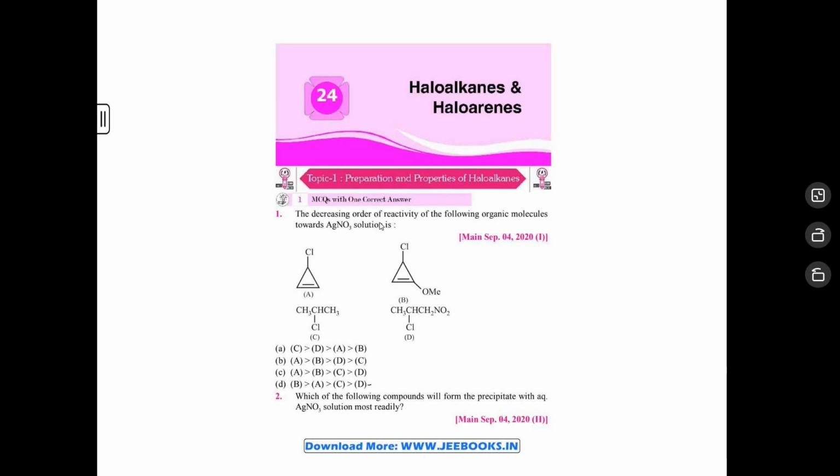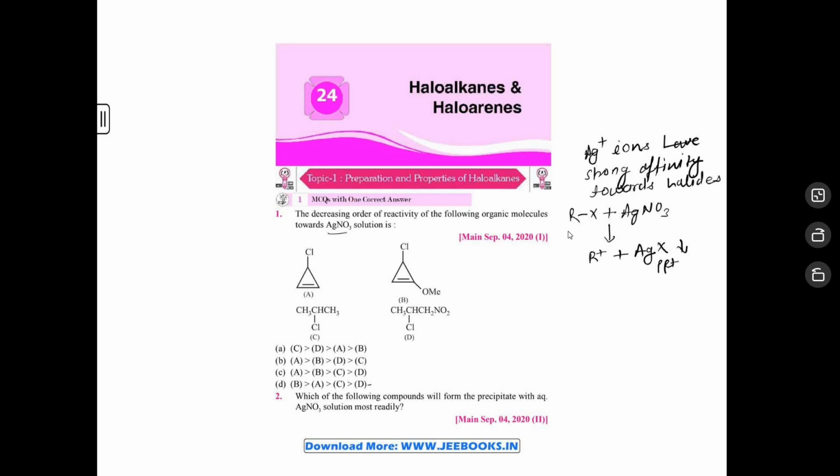The first question is the decreasing order of reactivity of the following organic molecules towards silver nitrate solution. We should know that whenever we see the reaction of silver nitrate with halides, it leads to the formation of a carbocation, and the silver salt precipitates out as silver halide. Why is it so? Because silver ions have strong affinity towards halides. Therefore, it leads to the formation of the carbocation. So the rate of reaction will be directly proportional to the stability of the carbocation.